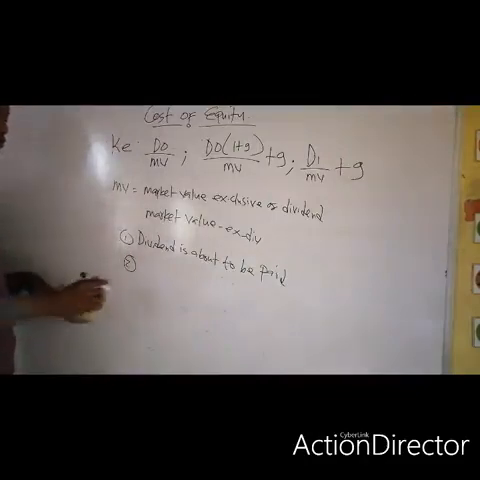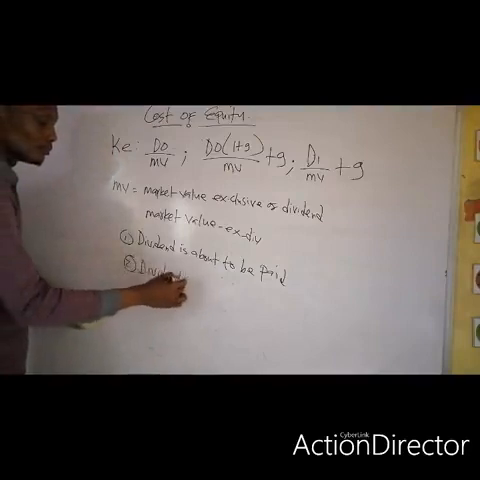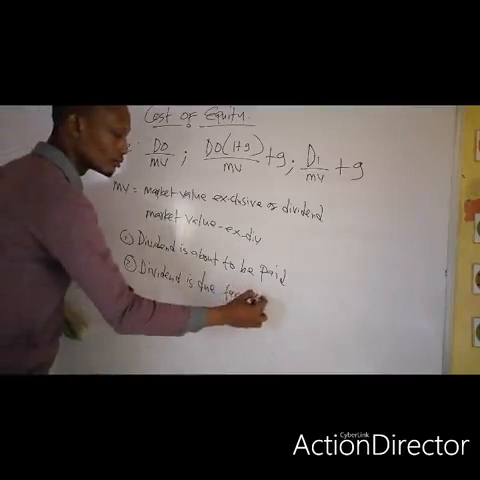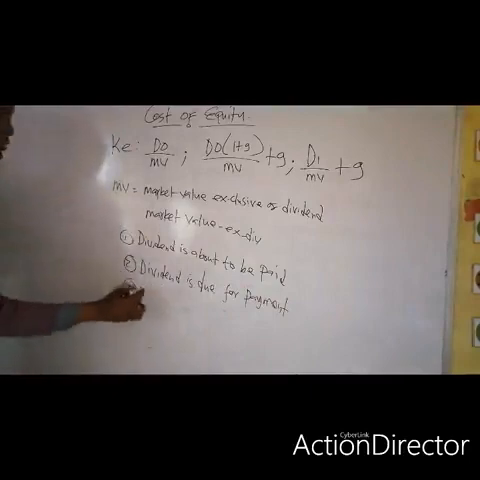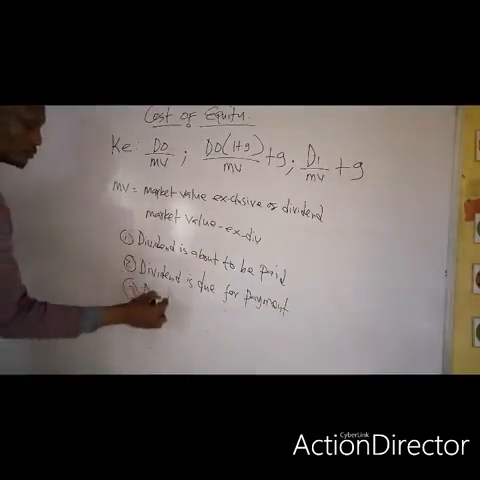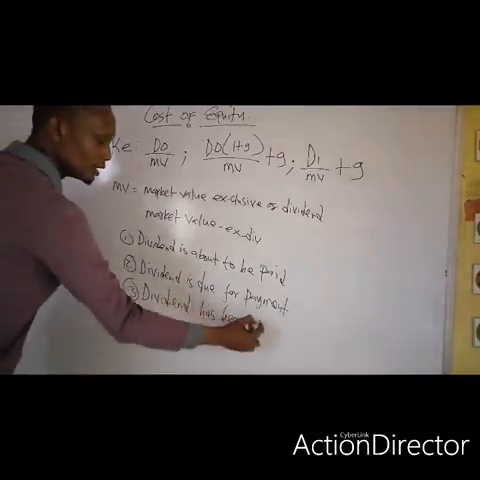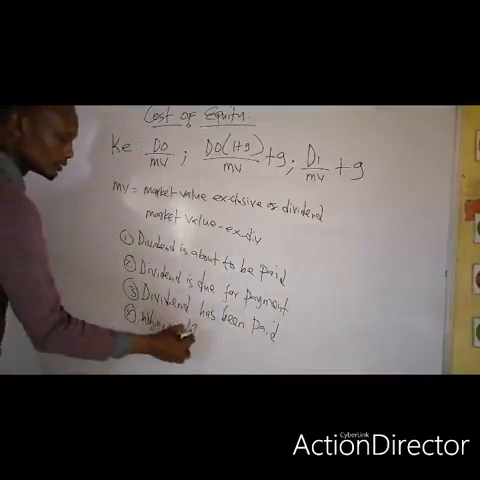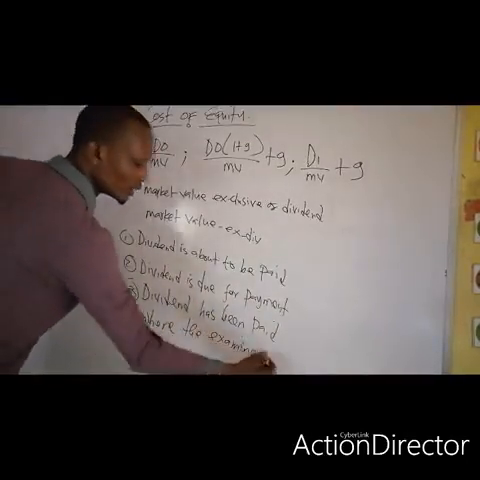Two, dividend is due for payment. Three, dividend has been paid. Or number four, where the examiner is silent.